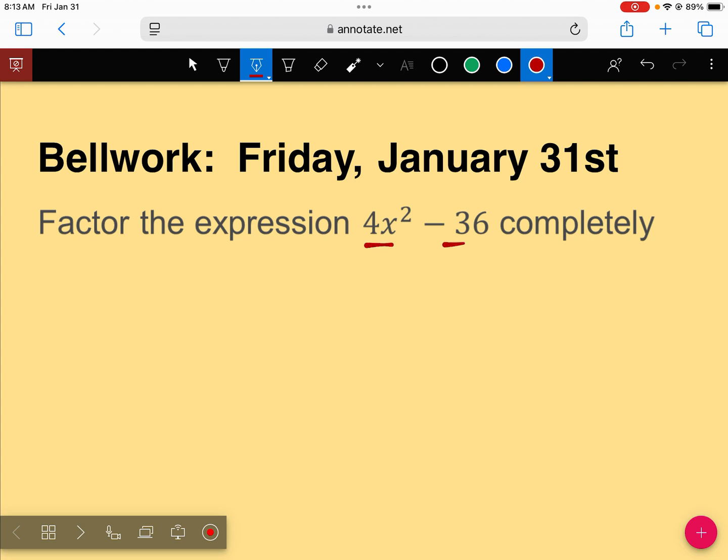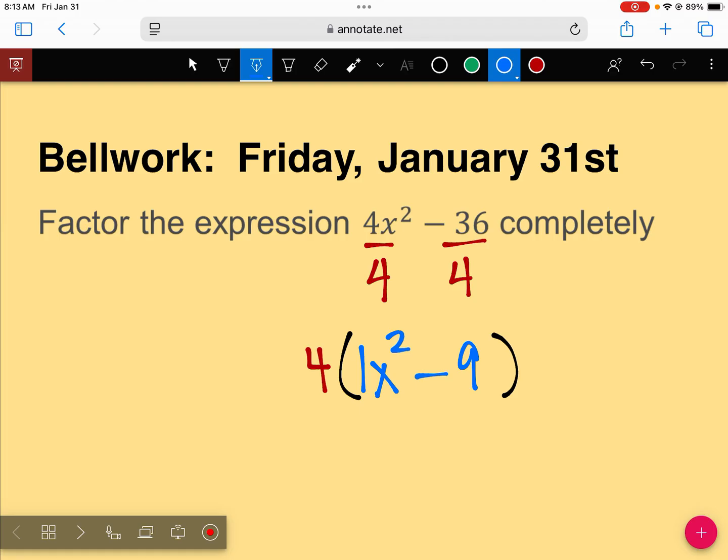All right, so let's pick up our calculators and divide both of these by 4 because that's my GCF. So when you divide 4 by 4, 4 divided by 4 is 1. X squared minus, what's 36 divided by 4? 9. Thank you. All right, so these two numbers are perfect squares, and it's subtraction.